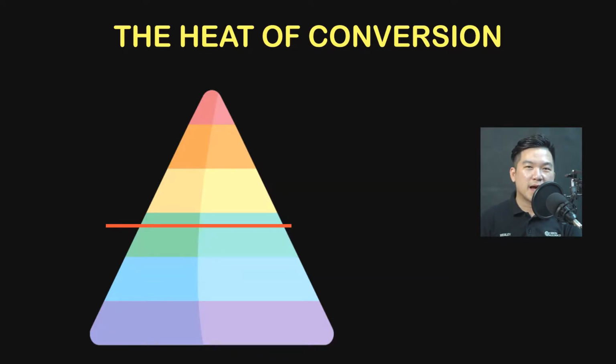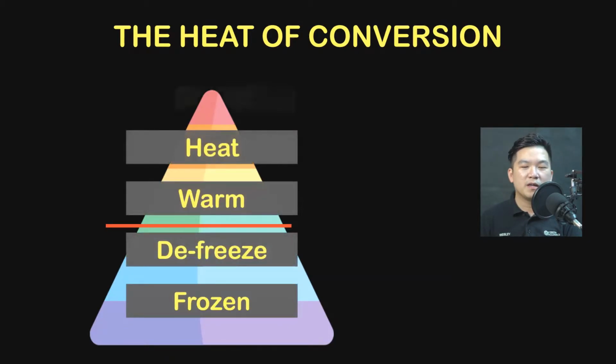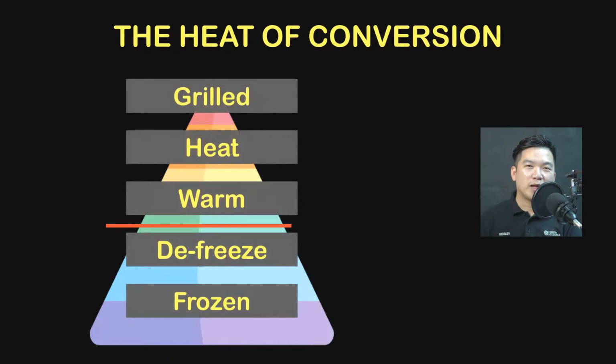The frozen meat analogy goes by this sequence: frozen, defreeze, warm, heat and grill. I would like you to think in a similar way. Before we sell to our audience, how can we better make them transit from one stage to another in order to prepare the selling cycle? So what do I mean? I would like to introduce the 5 stages of conversion for you to have a better sense of clarity. Let's begin with L1.